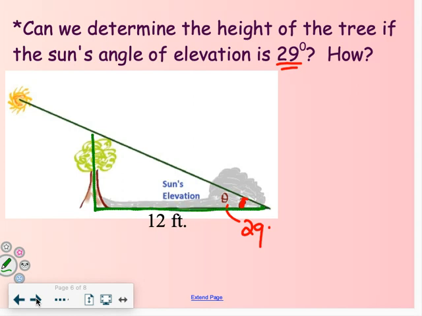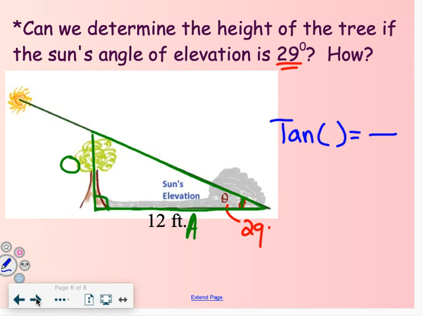So let's think of it in terms of our angle. From our angle here, the tree is the opposite side. We are given the adjacent side. We don't have to worry about the hypotenuse. So if we have opposite and adjacent, that should tell you tangent of our angle equals a fraction.